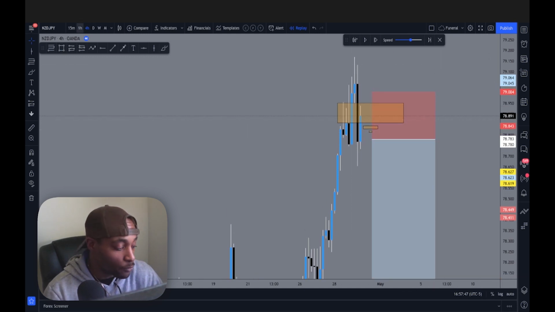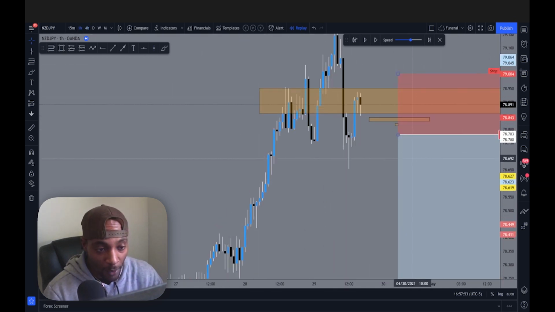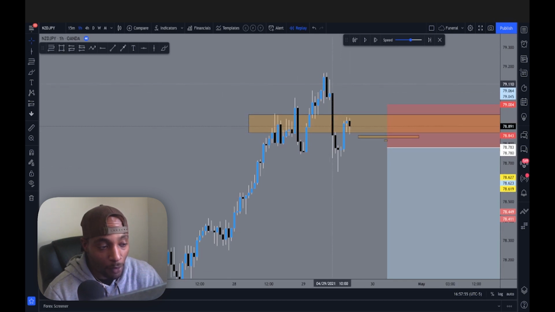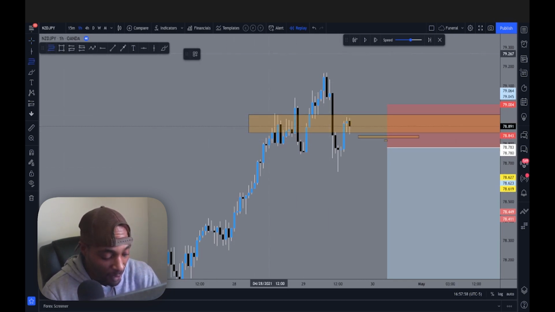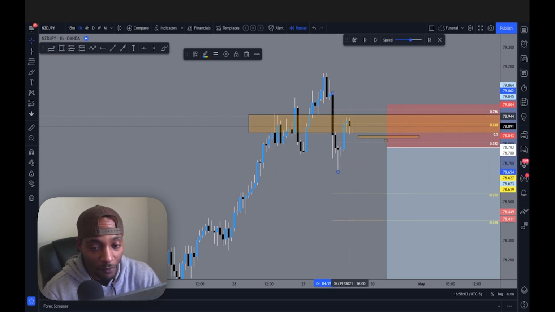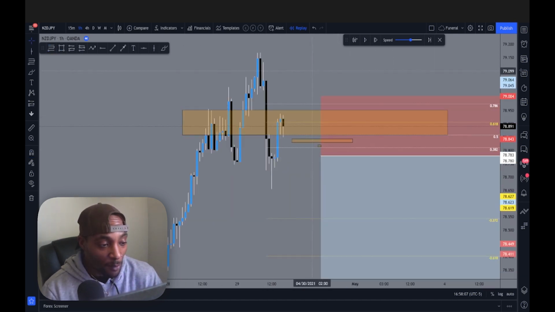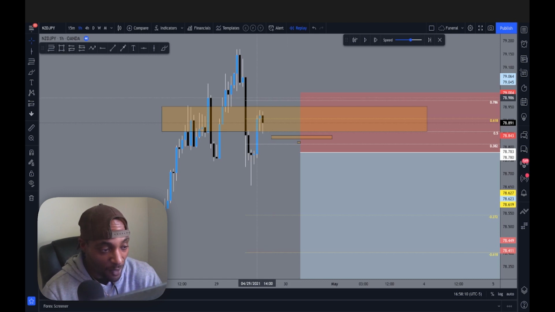So we can expect this area to be acting as resistance, and that's on the 4-hour time frame. If we do drop down to the 1 hour, what can we identify? That we have an impulse to the downside. So after we have an impulse, we can take our Fibonacci tool from the high to the low, and we can look for areas of importance that the market will encounter if the market does want to continue to the downside, which is the trend.